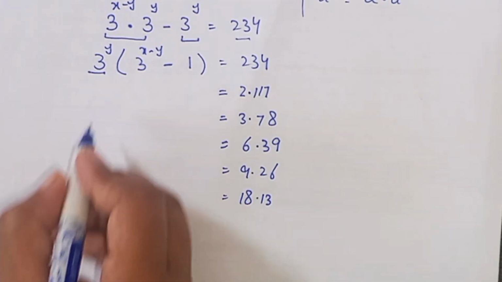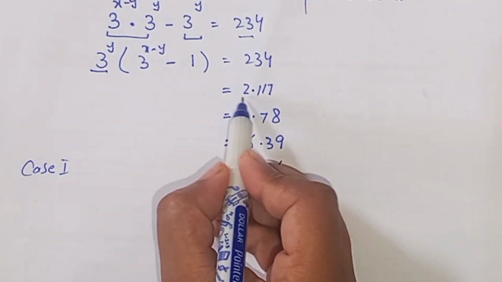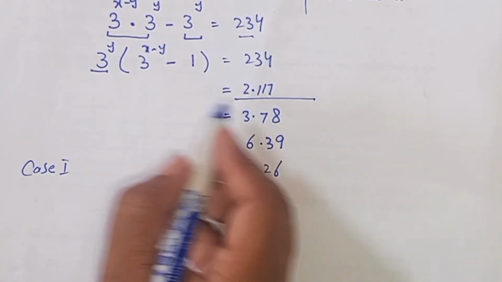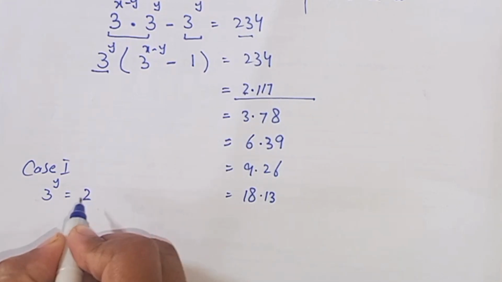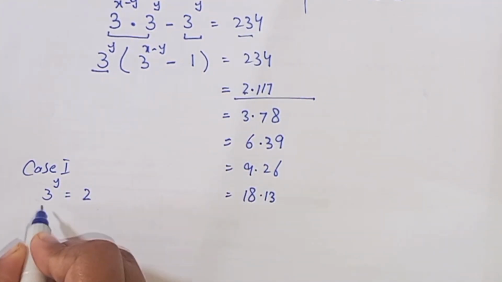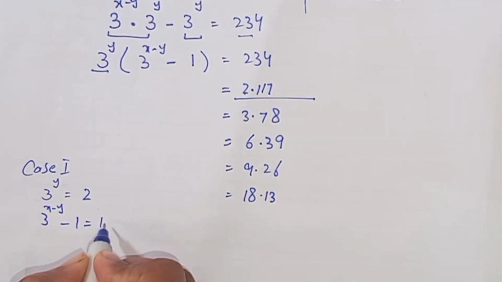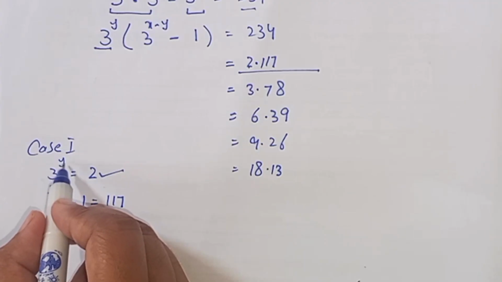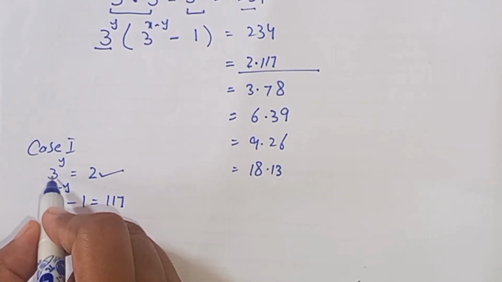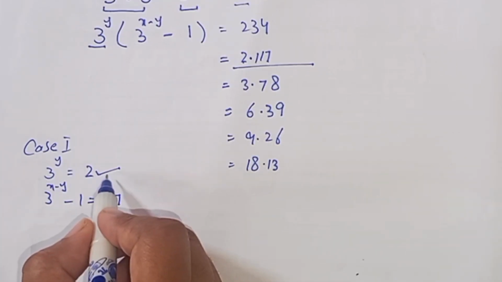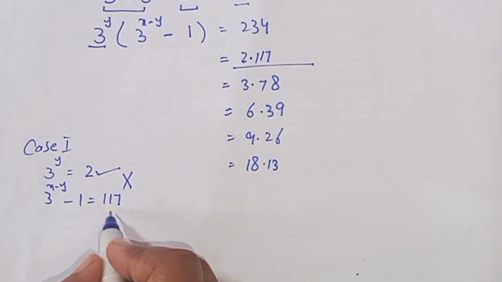Now look at case 1. If we take this factor, this implies 3 raised to the power y is equal to 2, and 3 raised to the power x minus y minus 1 is equal to 117. Look at this, y is an integer and 3 is also an integer. So 3 raised to the power of any integer is not equal to 2, so we cannot use this case. So this is not a valid case.